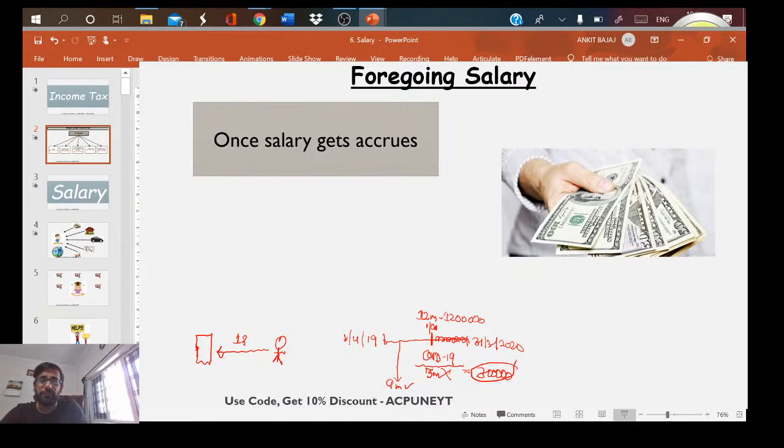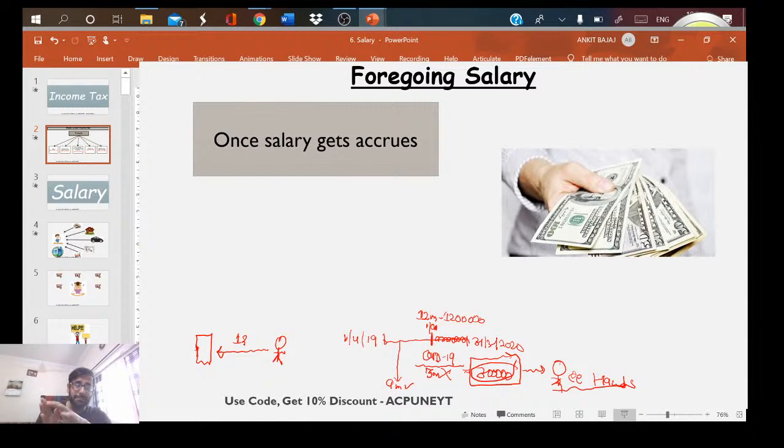In this case, if you are foregoing your salary, if you are not taking your salary from the employer, even though, it will be taxable in your hands, it will be taxable in the employee's hand. Are you able to understand? It will be taxable in the employee's hand. So sir, why, if we are not taking salary from the employer, is it going to be taxable under the head salary?